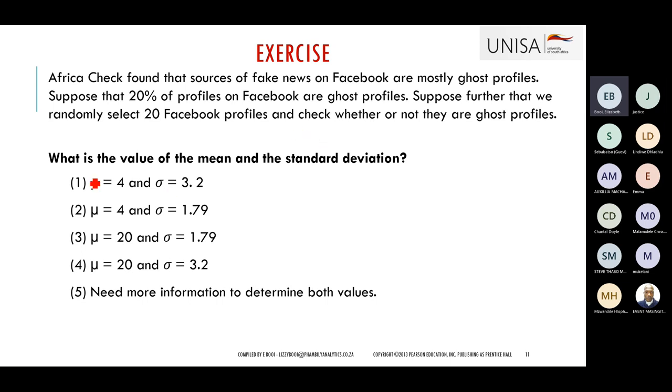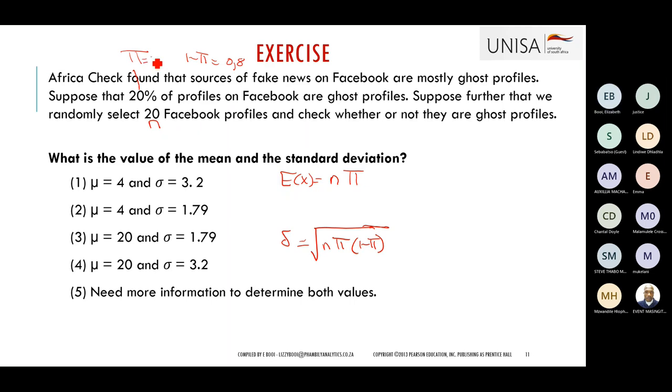Remember that this is the mean and this is the standard deviation. We know the formula for the expected value, or the mean, is n times pi, and the standard deviation is the square root of n times pi times 1 minus pi. We already did this, because this is the same question with the ghost profile. We know that this is our n, and we calculated your 1 minus pi in one of the exercises and found that it was 0.8. All you do is substitute into the formula. Should be easy and quick.